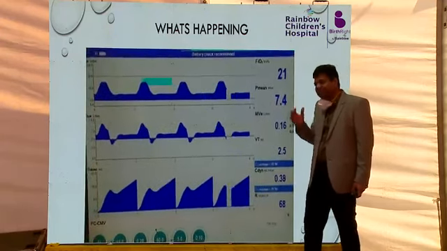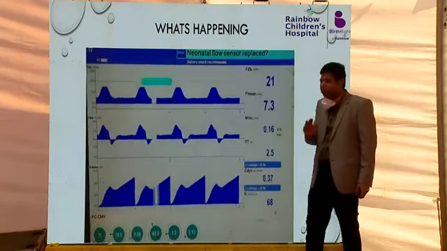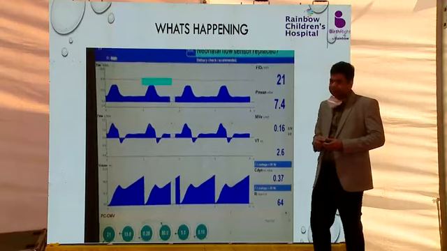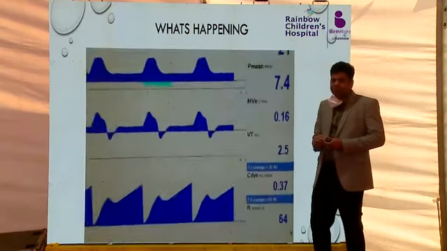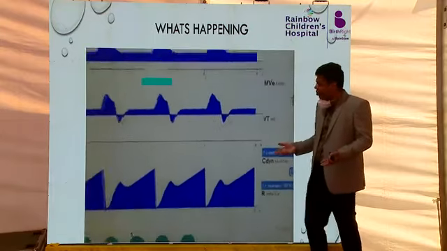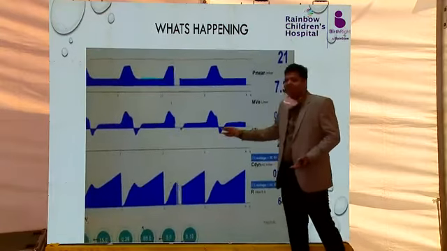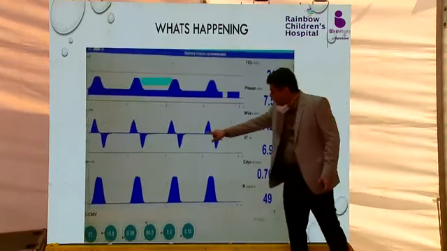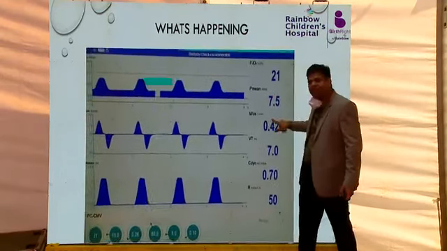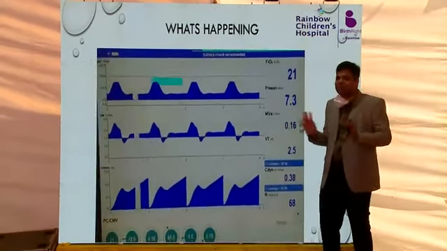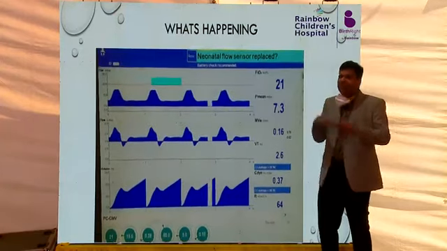Suppose accidentally the tube is displaced from the trachea into the esophagus, what will happen to this waveform? Anybody? So there will be only inspiration, there will be no expiratory flow. So you will not see anything below the baseline. If she is seeing that everything is above only and nothing is coming back, that means the tube is displaced, your baby is desaturating, and it is time that you need to re-intubate.